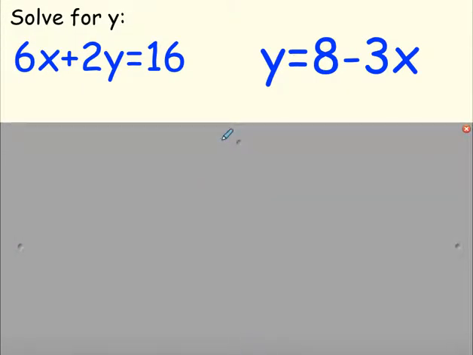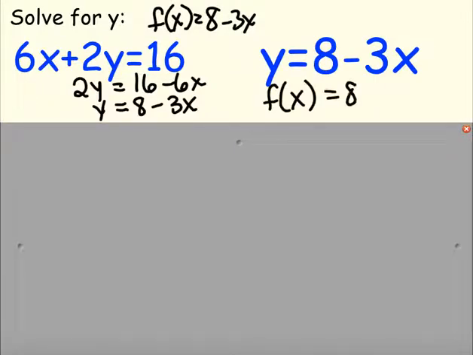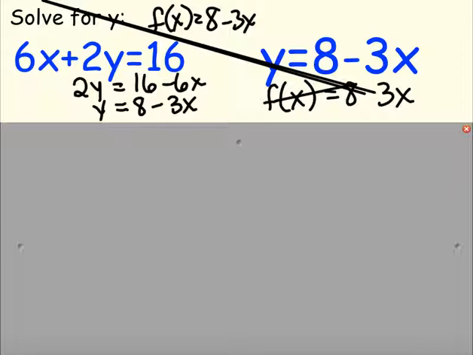So 6x plus 2y equals 16. We're going to subtract 6x from each side, so we have 2y is equal to 16 minus 6x. We divide by 2, and we get y equals 8 minus 3x. But to put this in function notation, we would say we have f of x equals 8 minus 3x. That's it. So get y alone and replace y with f of x. If we already have y alone, like in this right one, we would just say f of x equals 8 minus 3x. Okay, we're doing a certain function on x.